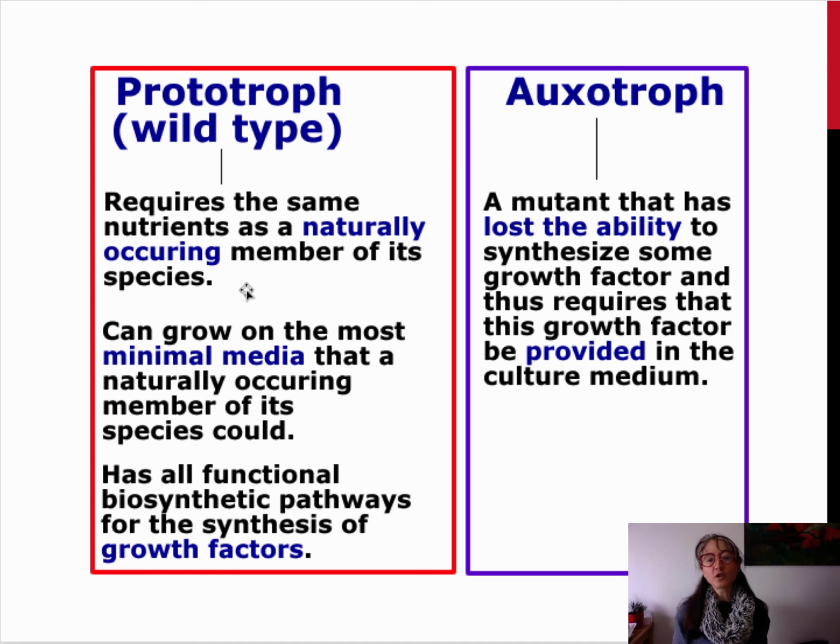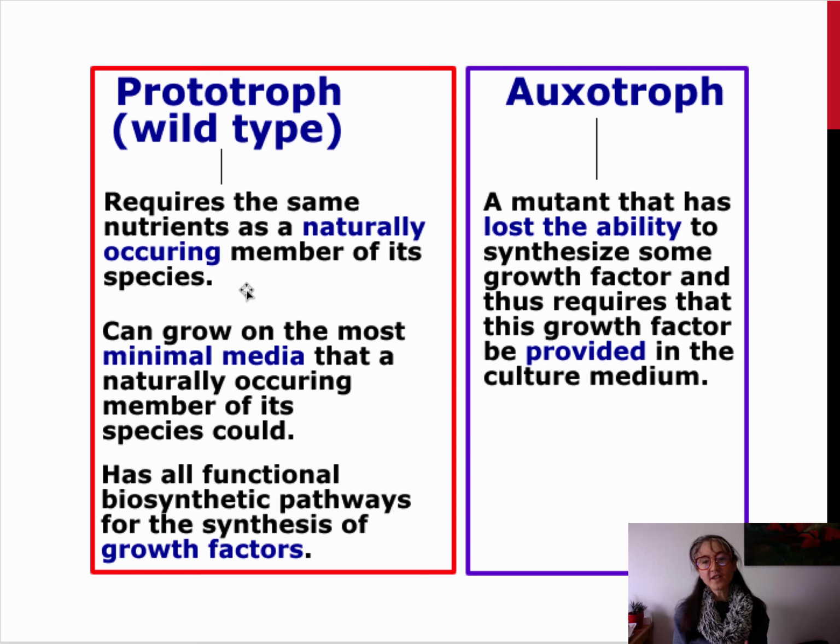It can grow on the most minimal media that a naturally occurring member of its species could. So if it can biosynthesize tryptophan and other metabolites, it could grow, say, on a GSA, where only glucose and salts were provided, that it could build everything from that. It has all the functional biosynthetic pathways for the synthesis of growth factors.